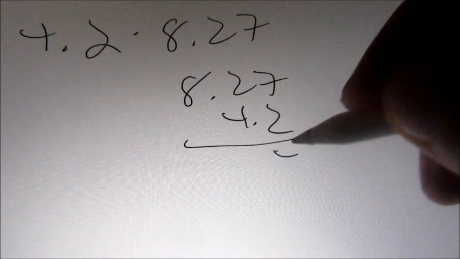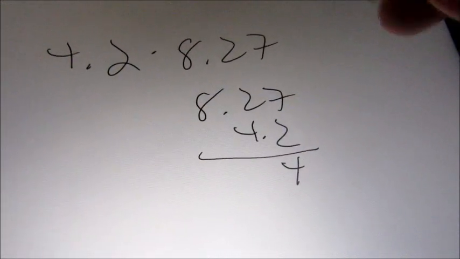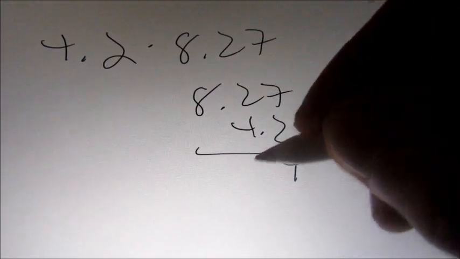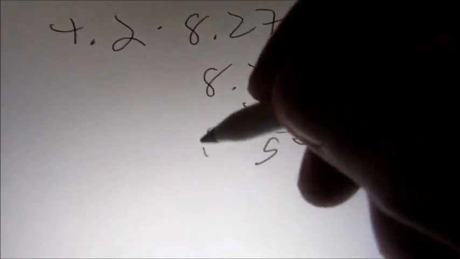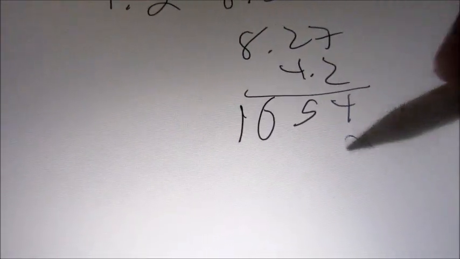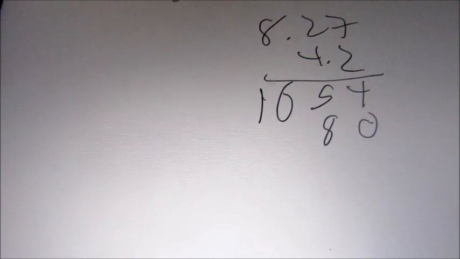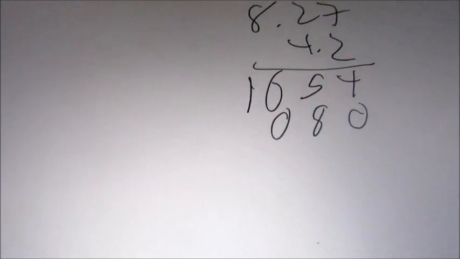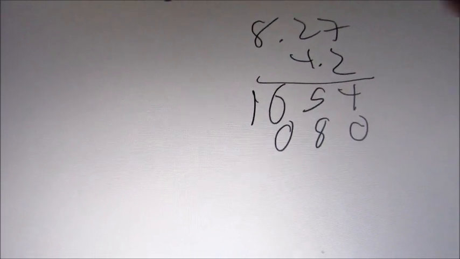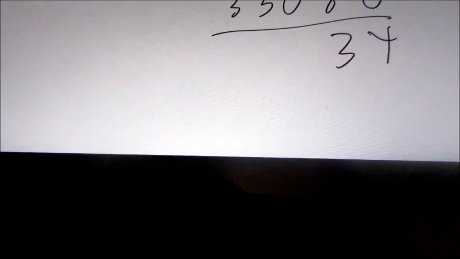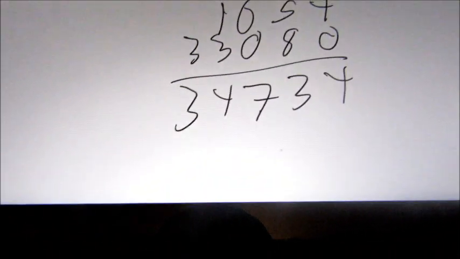So 2 times 7 is 14, 2 times 2 is 4, plus 1 is 5, and 2 times 8 is 16. Then I'm going to put a 0 as a placeholder. 4 times 7 is 28. 4 times 2 is 8, plus 2 is 10. 4 times 8 is 32, plus 1 is 33. I'm going to add the numbers. 4, that's 13. 6 makes a 7. 4, 3. So I have 3, 4, 7, 3, 4.